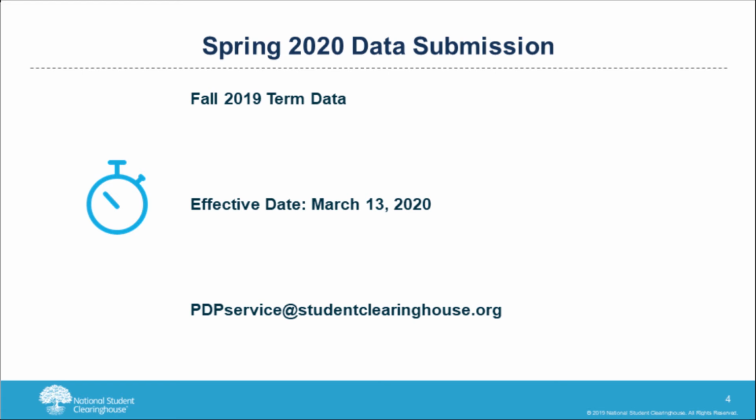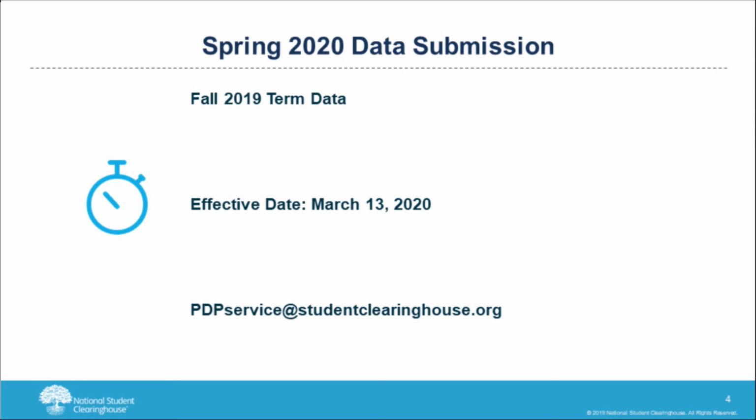The Spring 2020 data submission begins on January 27, 2020. For this reporting cycle, we are collecting Fall 2019 term data. The effective date is set for March 13, 2020. This is the effective date for merging certified PDP data submissions with degree and enrollment data submitted up to that point by your institution for PDP Spring 2020 reports.